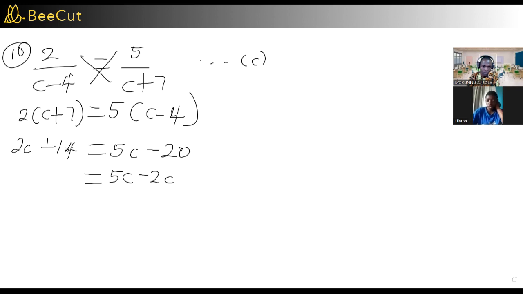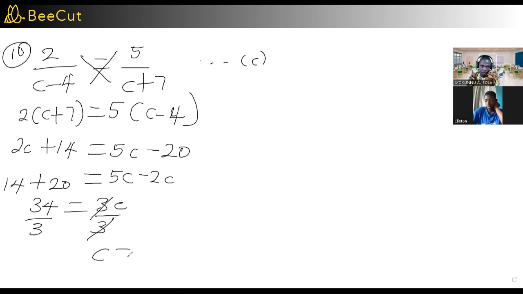So here, what is left here? 14. When I reduce it, the negative 20 becomes positive 20. So what is 20 plus 14? 34. And what is 5C minus 2C? That's 3C. Then you divide both sides by 3. Then you have C equals 34 over 3, how many 3 is in 34? That's 11, which is 33. Then 1 over 3. So that is your answer. Is that clear? Yes, sir.